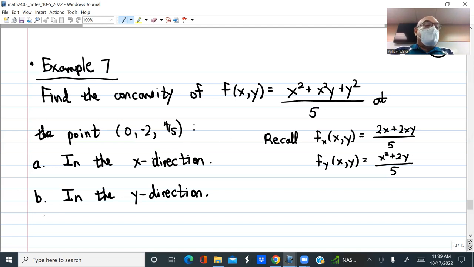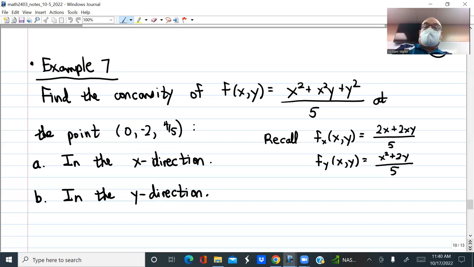Otherwise that point is not on the graph, but I think it is. All right, and so we want to know what is the concavity of this surface in the x direction, and then also in the y direction. Remember, just like with whether the surface is rising or falling, the concavity of the surface depends on which direction you're traveling from a particular point. And that's much more complex in 3 dimensions than it is in 2 dimensions.